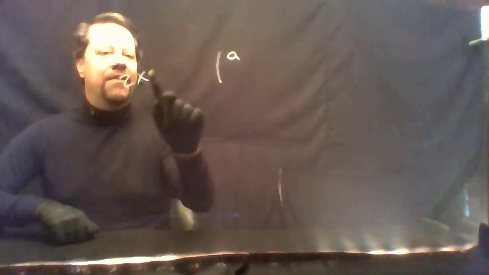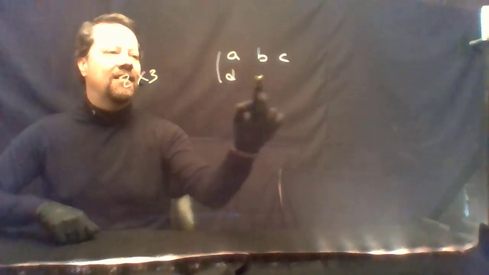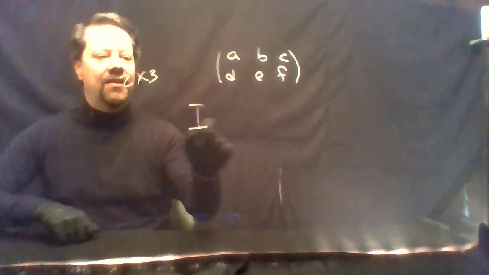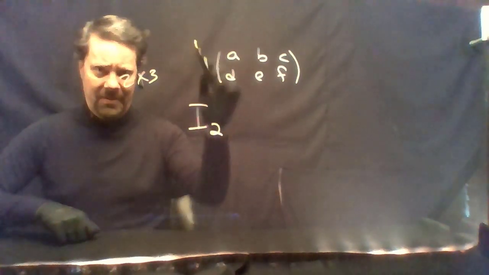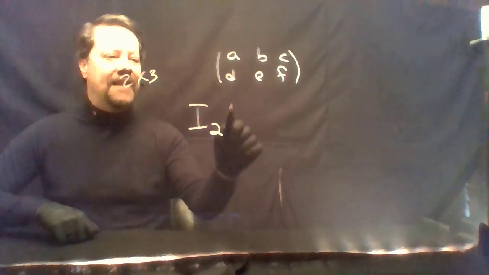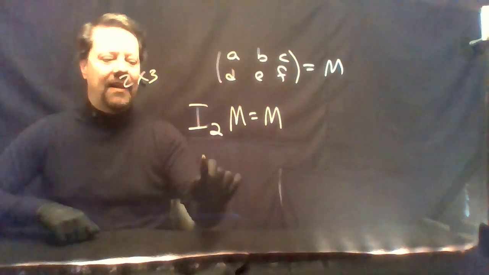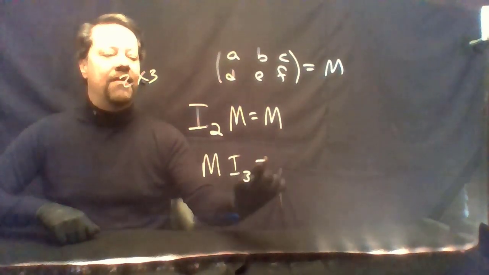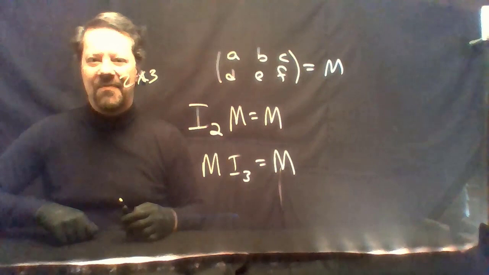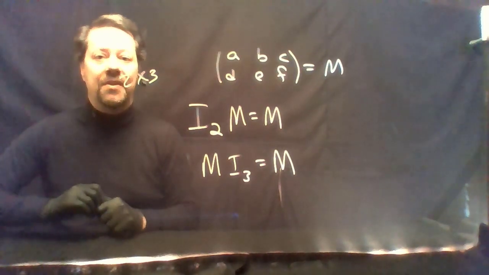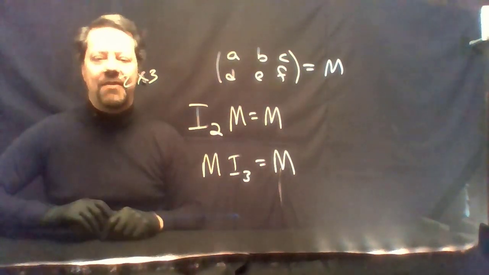As you can see, if you have a 2 by 3 matrix, you need to use the 2 by 2 identity on the left and the 3 by 3 identity on the right. You might have a different left versus right identity for a given matrix. Similarly, you might have a different left versus right inverse for a given matrix.